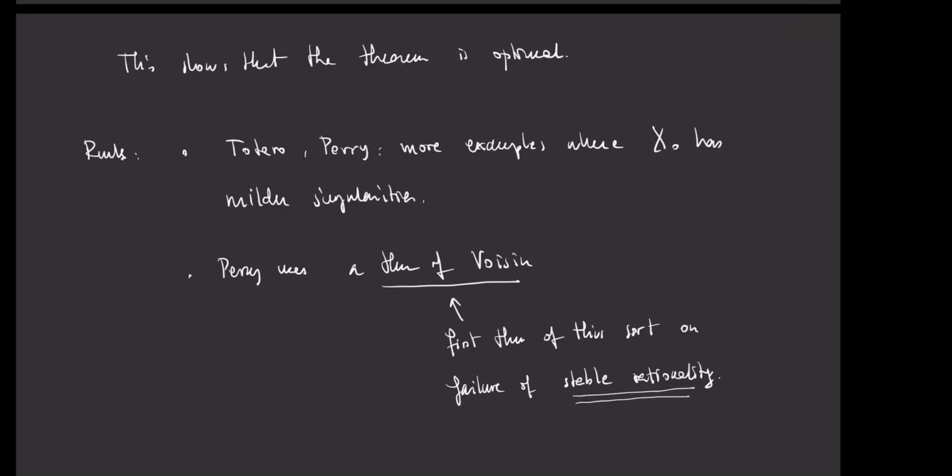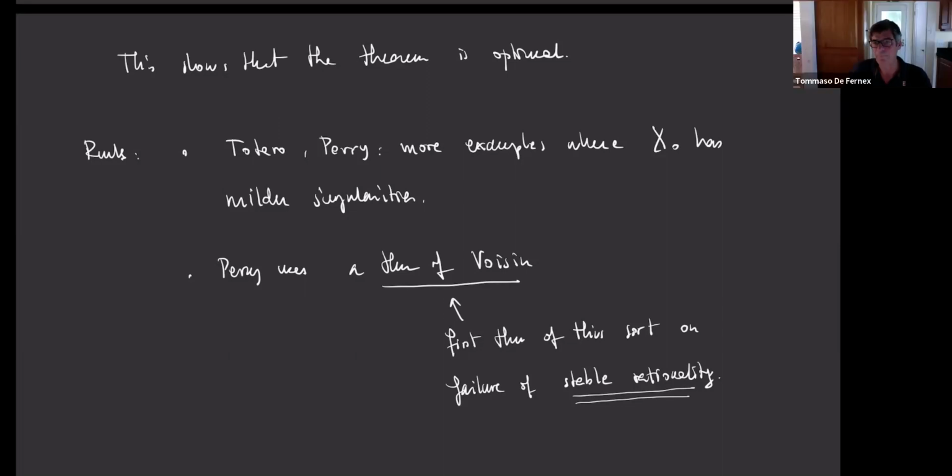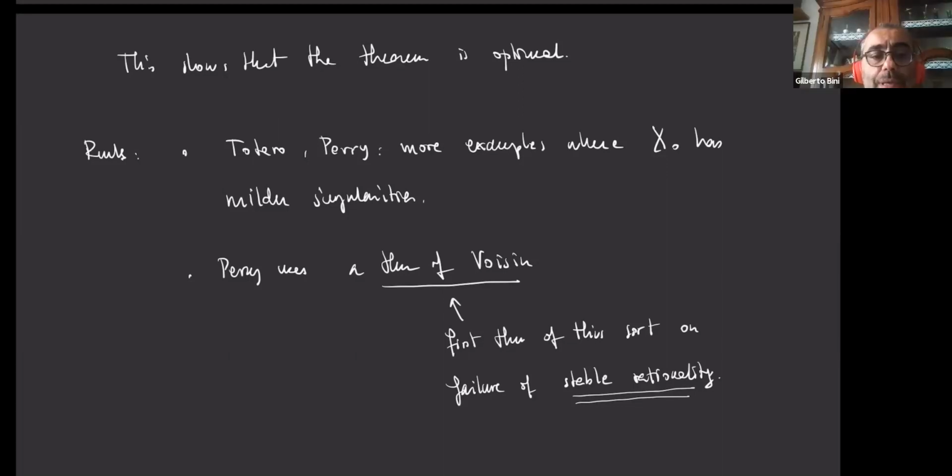Tommaso? Can I ask a quick question? These techniques that you mentioned have probably been attempted for the cubic fourfold, I guess, because it is the natural case. So can you say a few words about why they failed for the cubic fourfold, or if there is hope in that direction?